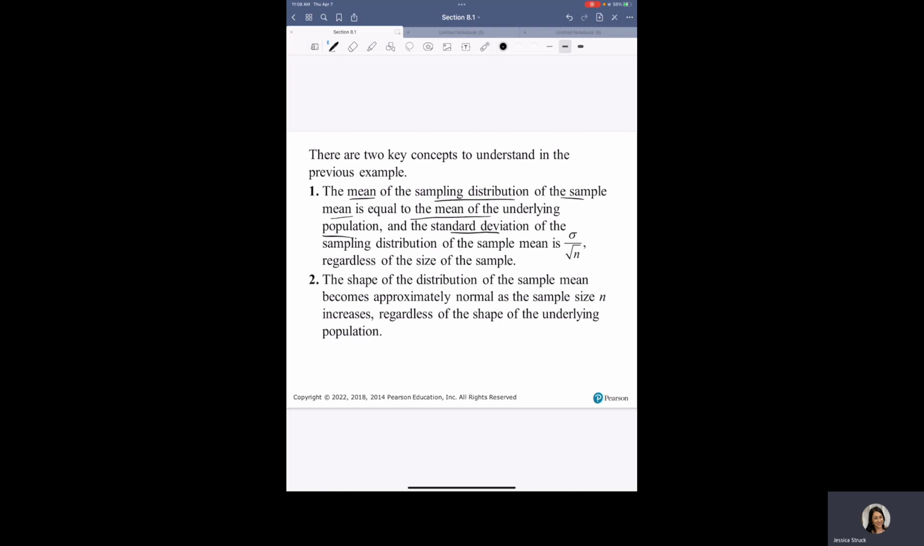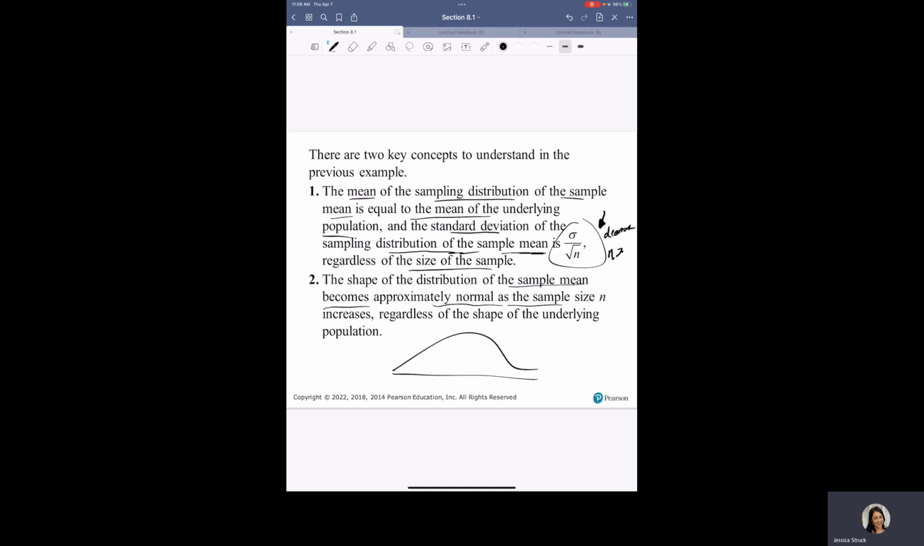The standard deviation of the sampling distribution of the sample means is still sigma over square root n, regardless of the size of the sample. But what happens is that we watch this decrease. It starts to decrease its value as n goes up. The shape of the distribution of the sample mean does become approximately normal as the sample size n increases, no matter what shape we started with. So keep in mind, we're still talking about the distribution of our sample means.